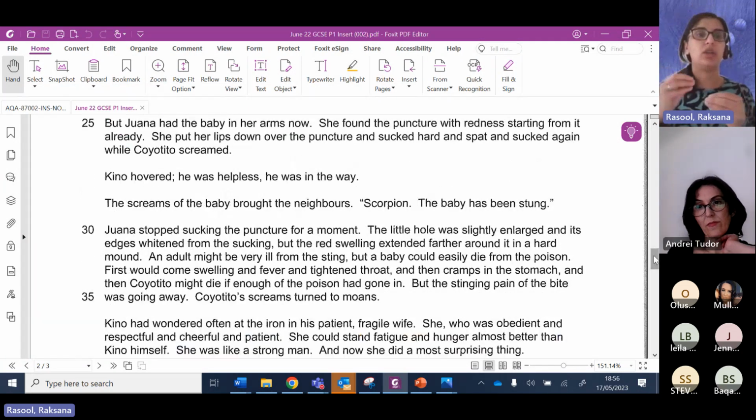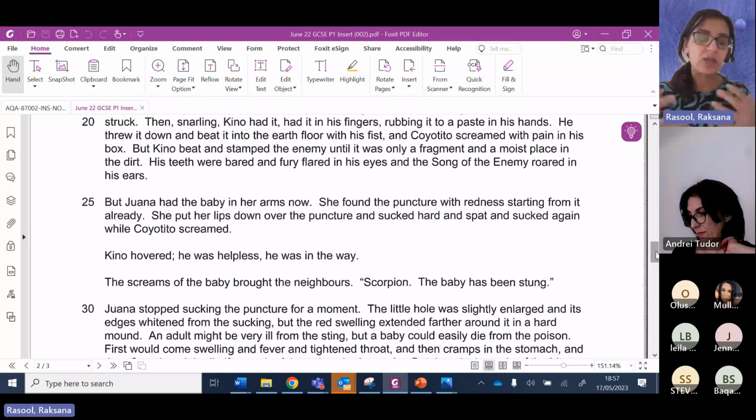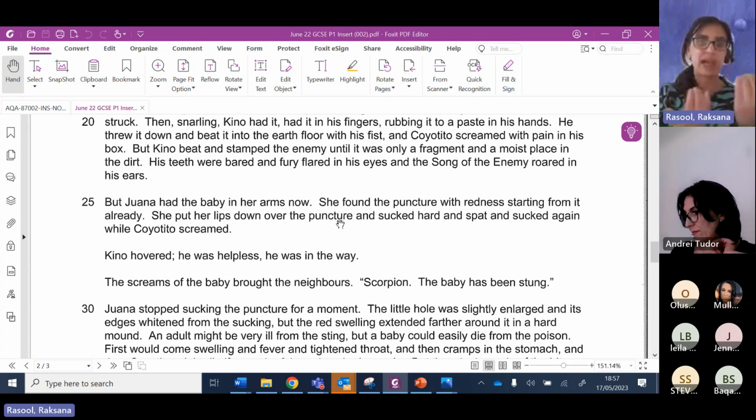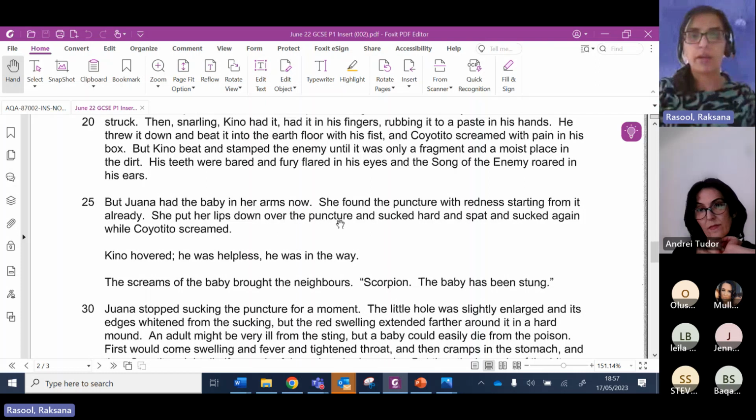And also, you can talk about structure, that there's a real contrast here, because while he is killing the scorpion and his rage is out of control, her instincts are her baby. And these two things are going on at the same time. He's stamping on this scorpion, she's sucking the poison out of the baby's puncture. And they are happening simultaneously at the same time.